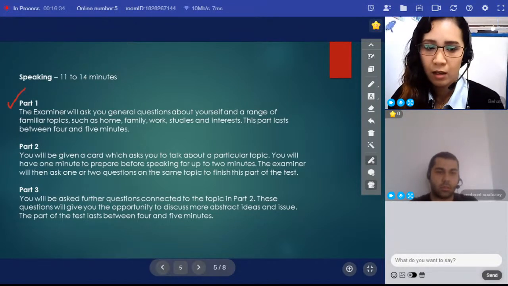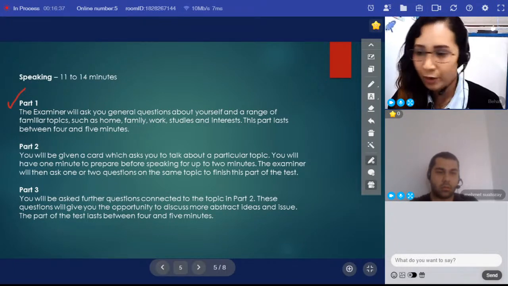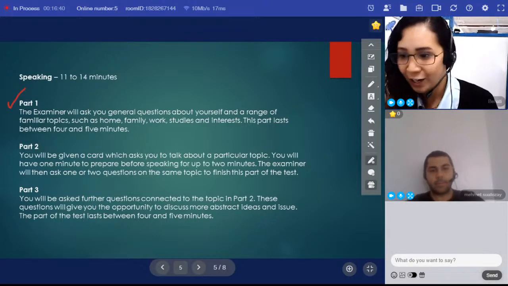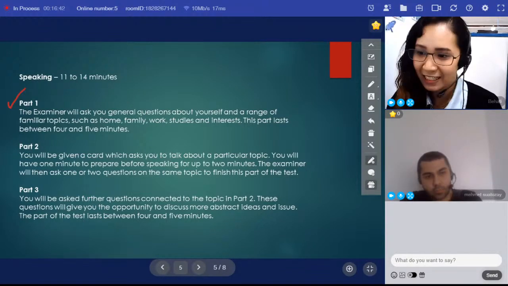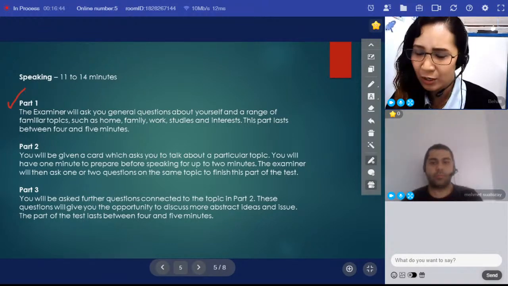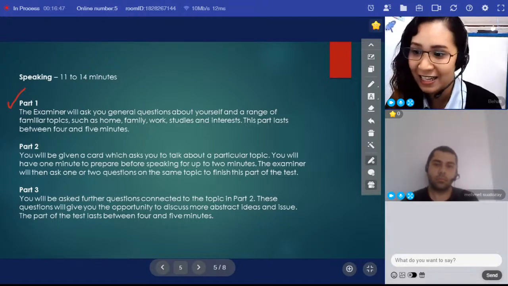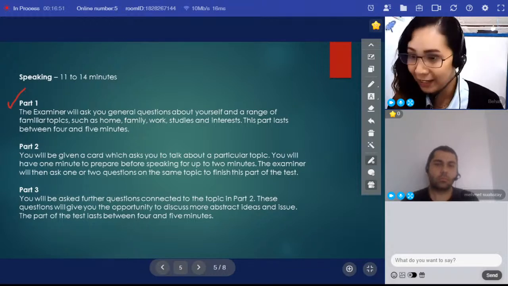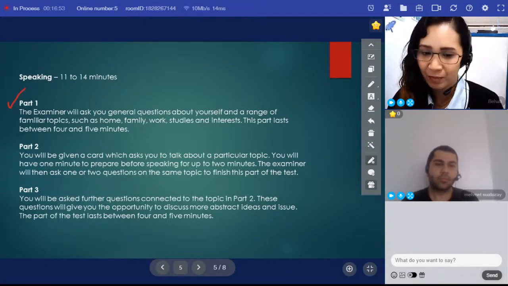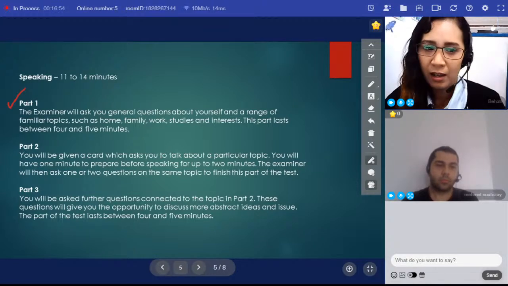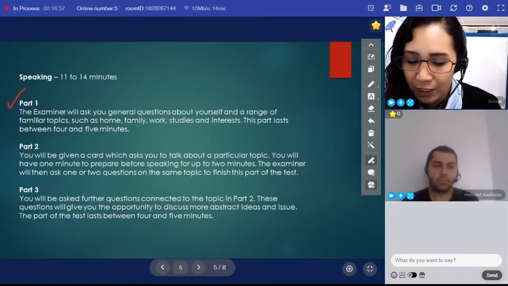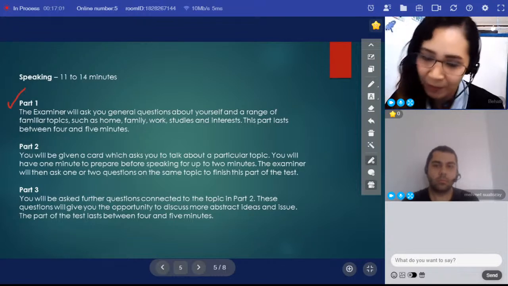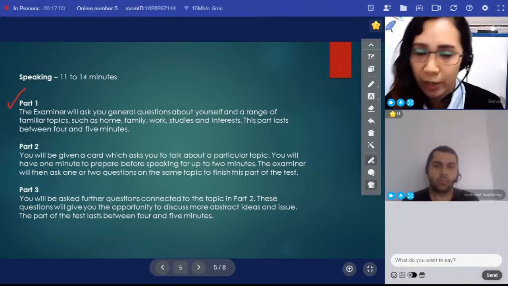Now, in part one, these questions are common to both the examiner and the candidate. So, these questions really do not need to be practiced beforehand. It's general knowledge. It's all about yourself. Now, in the speaking test, even if the question is quite easy or simple, for example, I'm going to ask you, do you like riding bicycles?